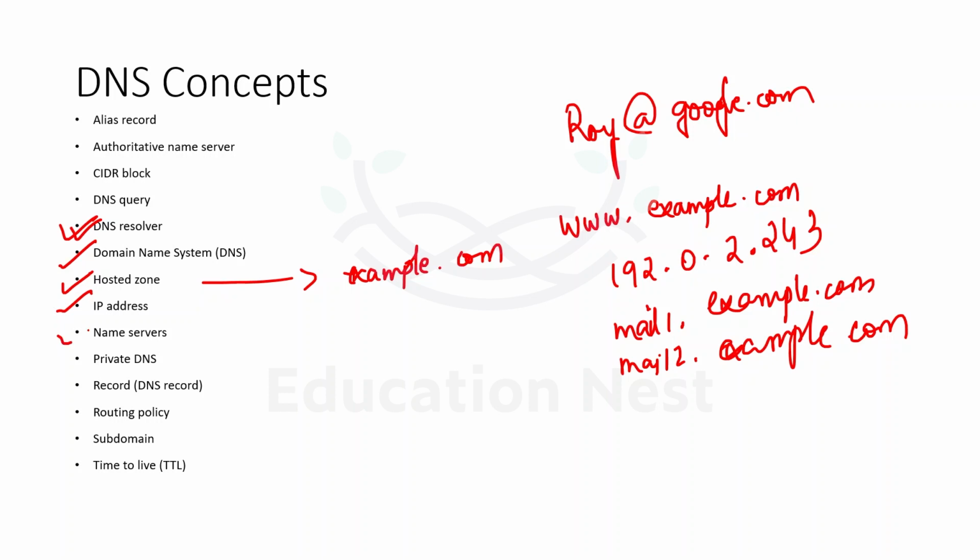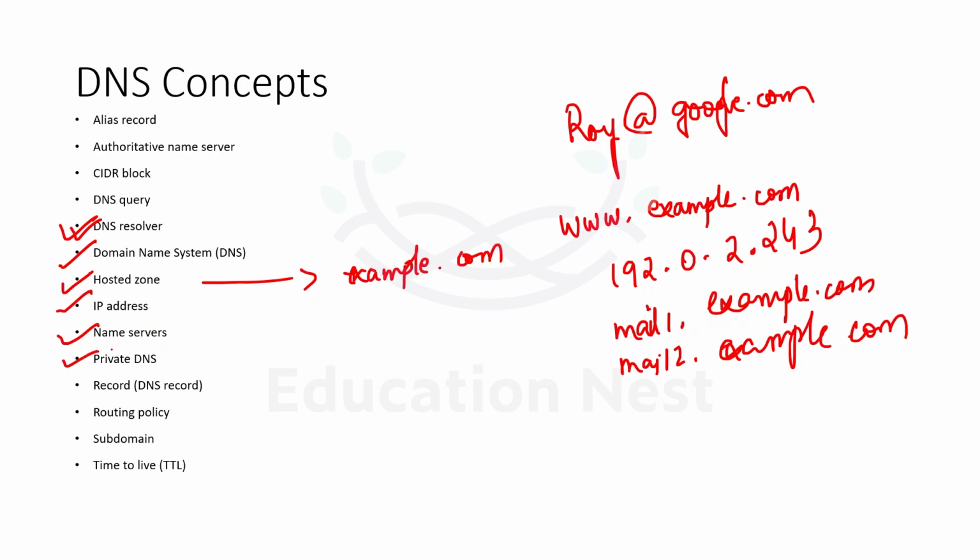The next is name servers. Servers in the domain name system that help to translate domain names into IP addresses that computers use to communicate with each other are called name servers. Here we can have an authoritative name server, or we can have a DNS resolver. All of these are name servers.